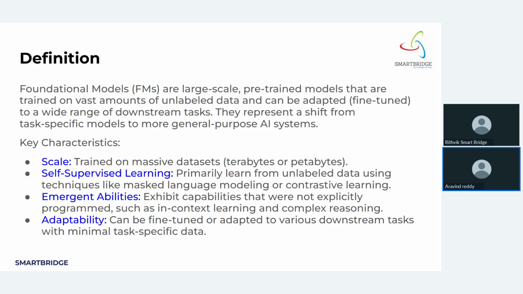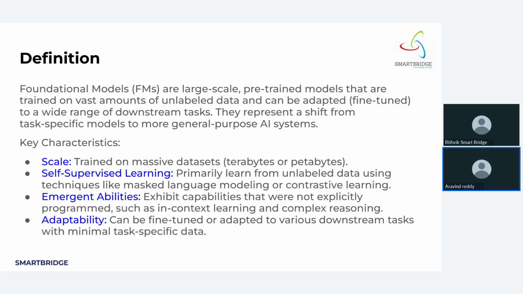If it serves a wide range of downstream tasks, it's going to reduce the work, right? They represent the shift from task-specific models to more general-purpose AI systems. Yes, it will do that. What are the key characteristics of these foundation models?